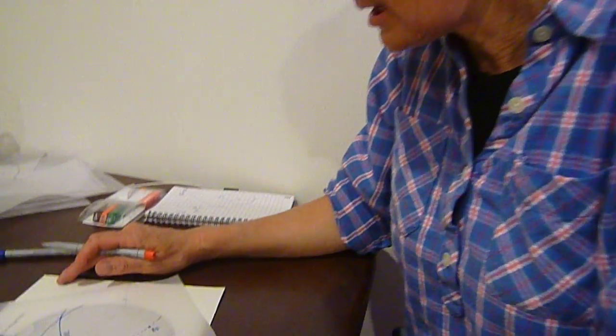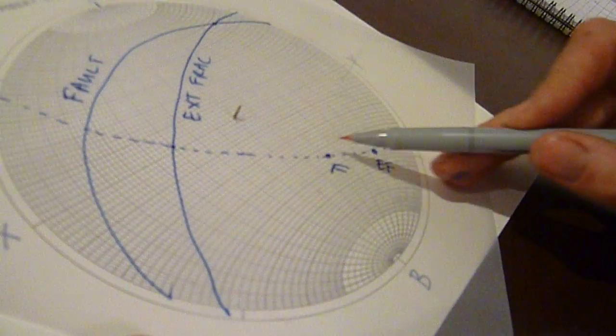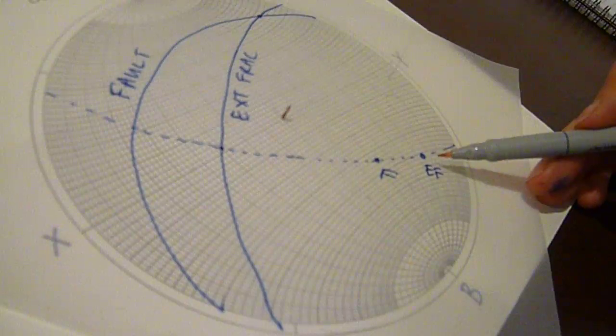Sometimes you might not have conjugate faults, but you might have an extension fracture and a fault that form at the same time or in the same stress regime. So what I'm going to show you here on this stereonet is how to work out where sigma 1, 2 and 3 are given a fault and an extension fracture. So here we have plotted a fault and its pole and an extension fracture and its pole.